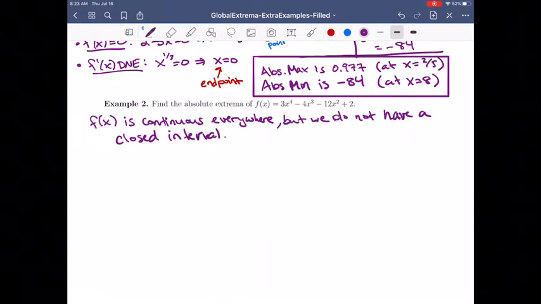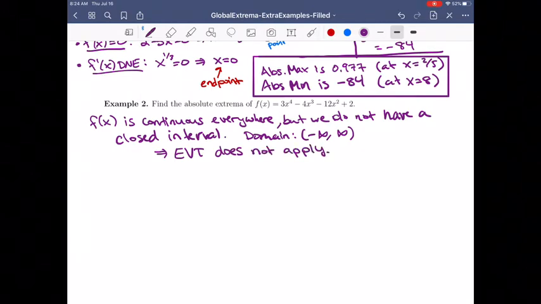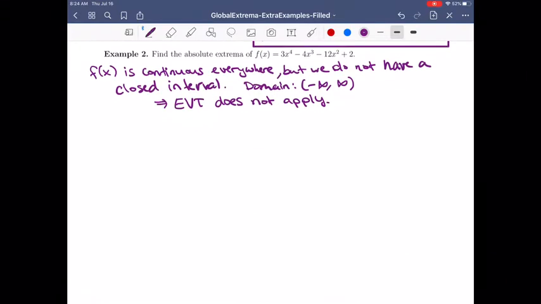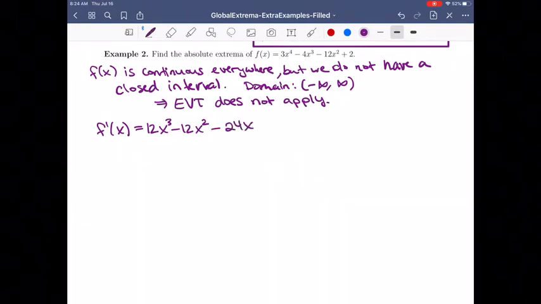Because they didn't give us an interval, we want to assume it's the domain, and the domain is negative infinity to infinity. So the EVT, the extreme value theorem, does not apply. What that means is we may not have an absolute min or an absolute max. So we need to do a little bit more thinking here. We still need the critical numbers because that's where the min and maxes can occur. So I still take the derivative, and that's going to be 12x cubed minus 12x squared minus 24x.